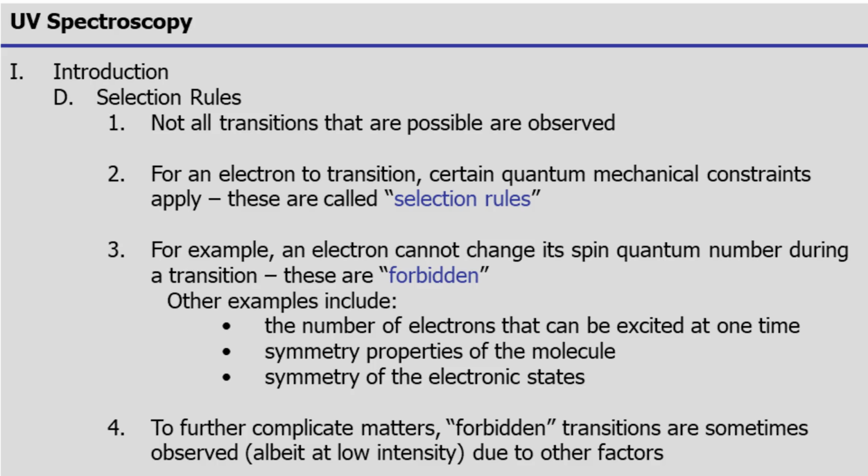What are they? Selection rules dictate that not all possible transitions are observed. For an electron to transition, certain quantum mechanical constraints apply. For example, an electron cannot change its spin quantum number during a transition. Forbidden transitions can sometimes be observed due to other factors.